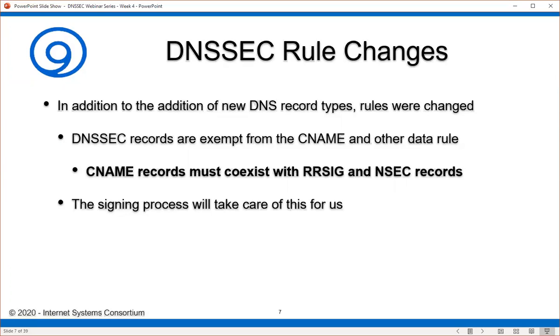So what you're going to see is that you're now going to have CNAME records coexisting with RRSIGs and the NSEC and NSEC3 records. We'll see this a little bit later, again next week when we talk about these in detail. But when you look at a zone and you see a CNAME, it used to be you would never see any other resource record type at that same label. Now you will. You will see signatures, NSEC and NSEC3 records at the same label.